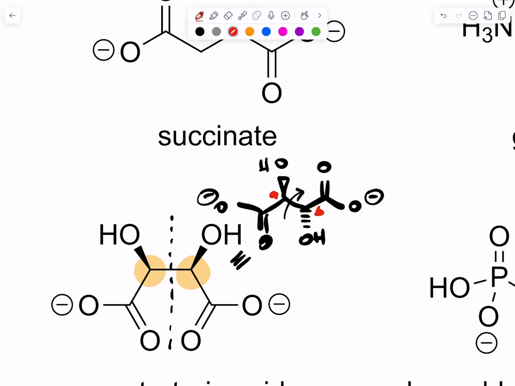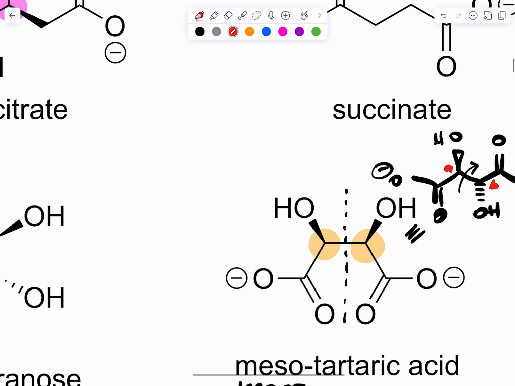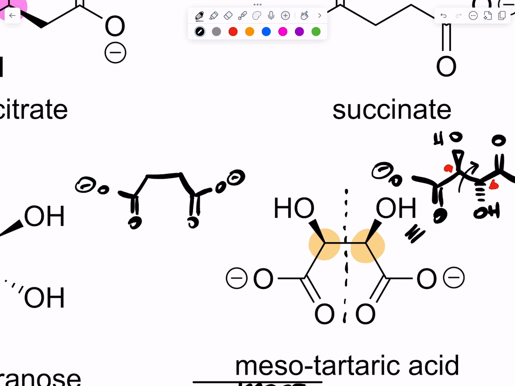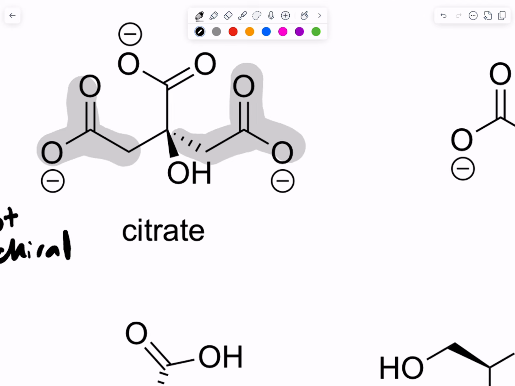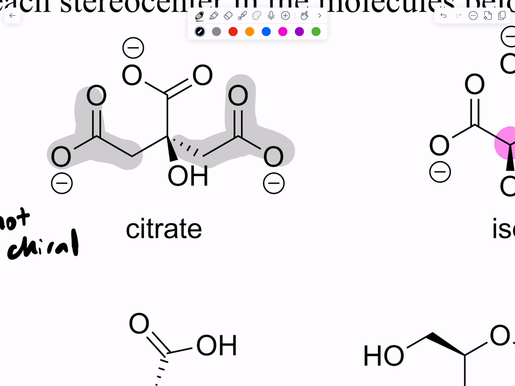Do wedges and dashes matter when you're looking for a plane of symmetry? Like, do you have to have the same wedges? Yeah, wedges and dashes matter when you're looking for a plane of symmetry. In other words, if the molecule had been this, that one is chiral. So, like, on citrate, the right side, even though it is the same atoms as the dash. Oh, so citrate, does that matter?